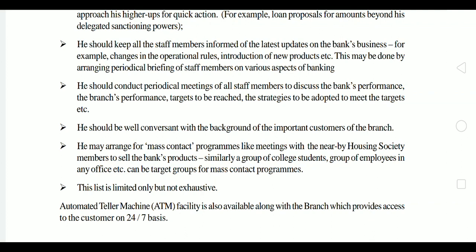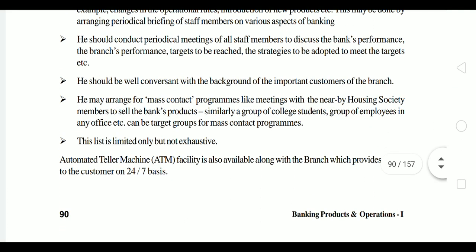For example, if we take HDFC Bank, he can discuss how the branch is working, the performance of his own branch. Then he can discuss the targets that are to be reached or the targets that they have already met, like that.